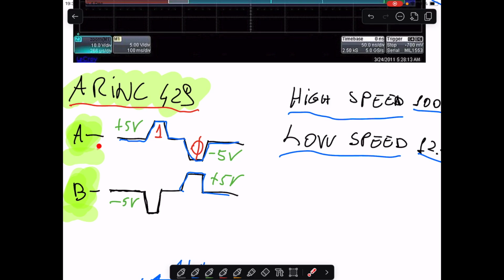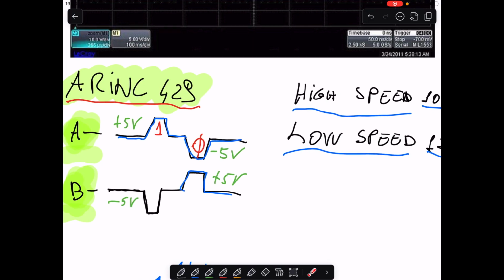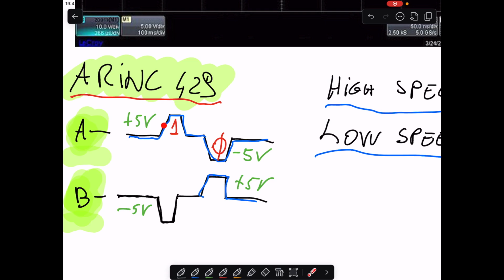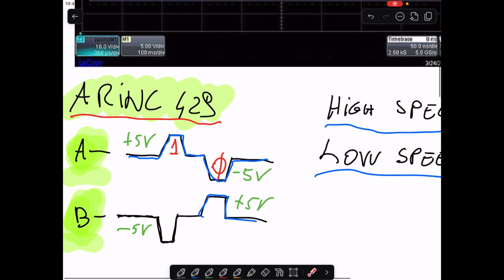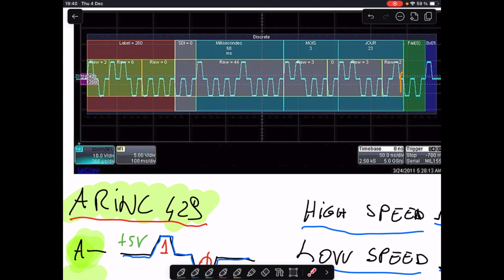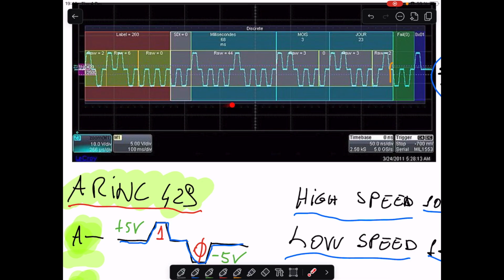It consists of two differential lines, A and B. It means that when the A line is high, the B line is low, and vice versa. When the A line is low, the B line is high. The voltages involved are plus 5 volts and minus 5 volts. In the ARINC 429, the plus 5 volts represents the 1 bit, and the minus 5 volts represents the 0 bit. This is a typical ARINC 429 data stream.